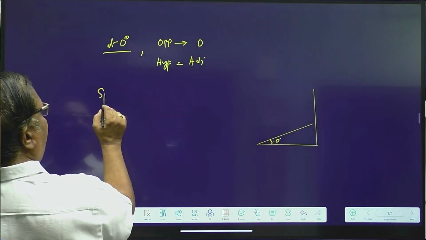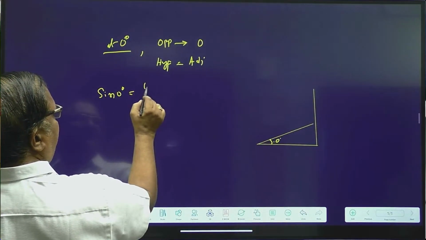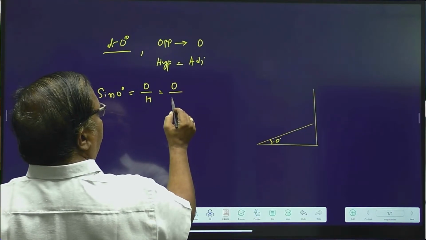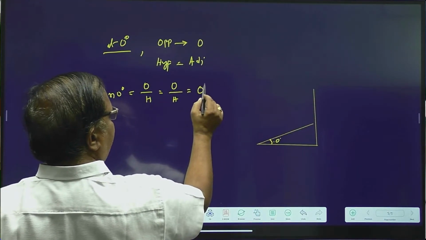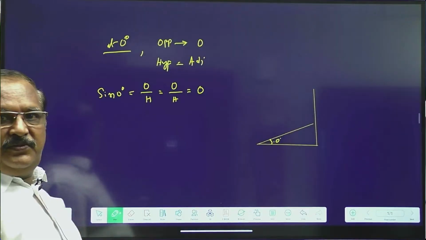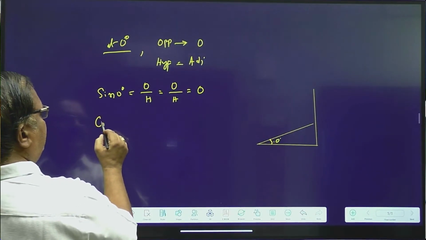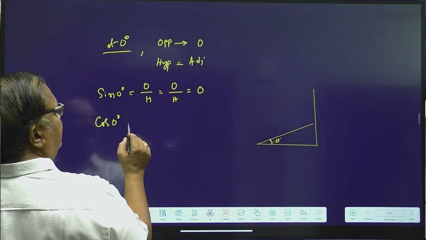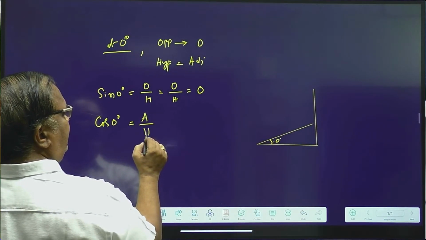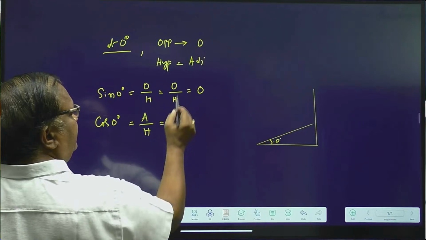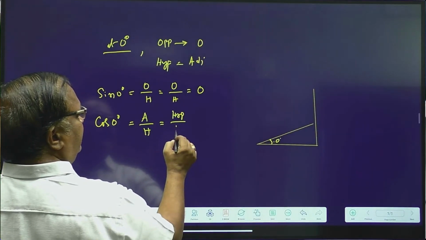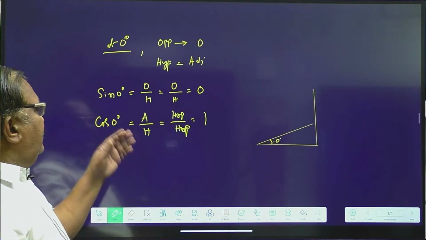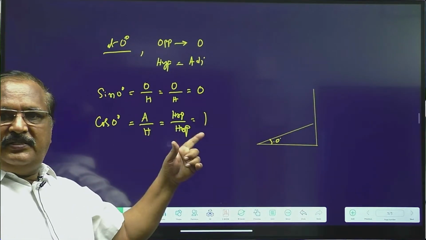So we will find out sin 0 degrees is equal to opposite by hypotenuse. Opposite is 0, hypotenuse is hypotenuse, 0 by anything is 0. So sin 0 degrees is equal to 0. Now cos 0 degrees, because we know the opposite side, adjacent side, and hypotenuse. Cos 0 is adjacent by hypotenuse. Adjacent side and hypotenuse are both the same. If I write hypotenuse by hypotenuse, it cancels to 1. So sin 0 is 0, cos 0 is 1.